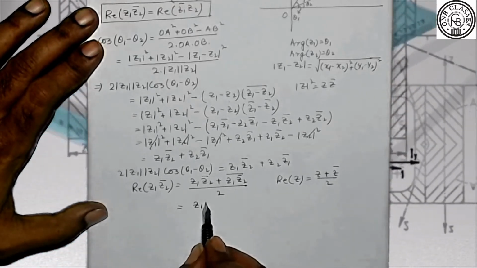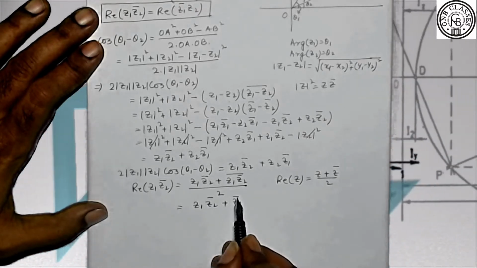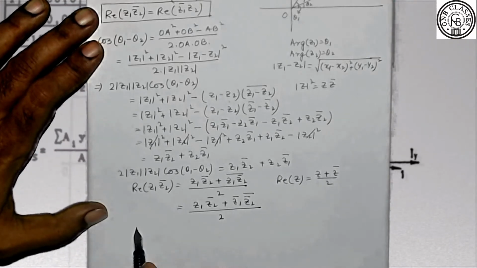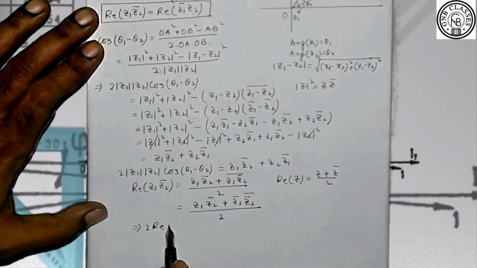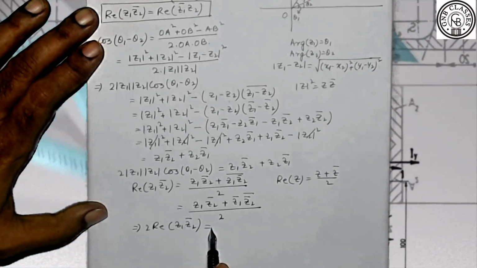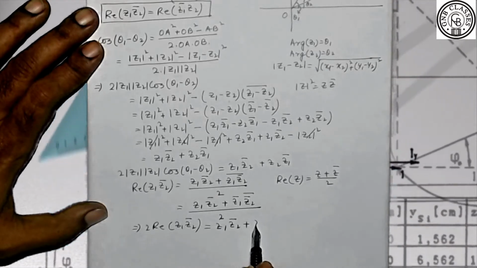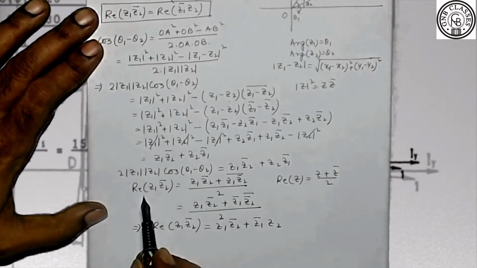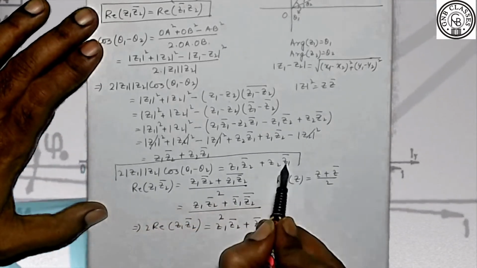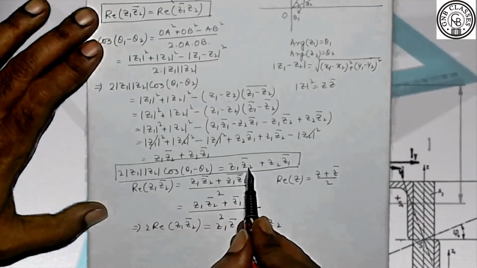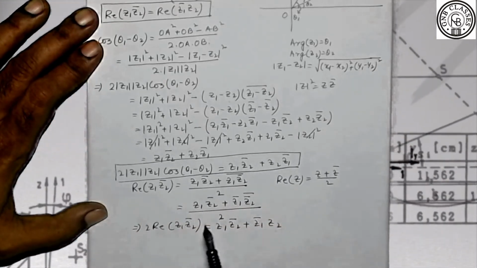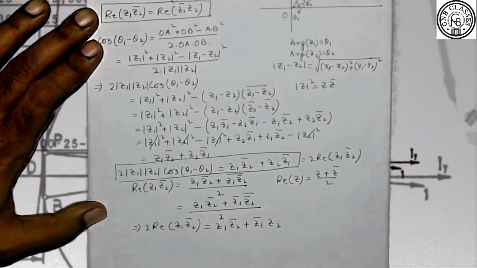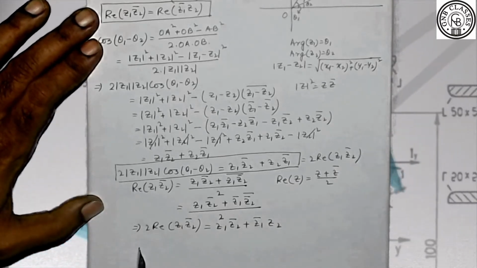So this will give you what? Z1 Z2 bar plus Z1 bar Z2 divided by 2. And if we cross multiply, we are going to have 2 times real part of Z1 Z2 bar is Z1 Z2 bar plus Z1 bar Z2. Is it clear or not? Therefore, what we have learned here is that in this equation, we can replace Z1 Z2 bar plus Z2 Z1 bar by 2 real part of Z1 Z2 bar.